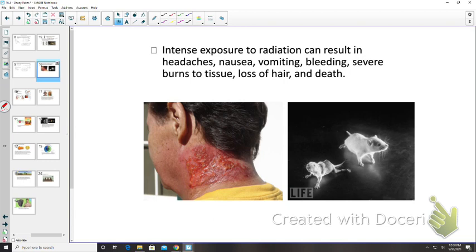Intense exposure to radiation can result in headaches, nausea, vomiting, bleeding, severe burns to tissue, loss of hair, and death. Okay, so this gentleman here looks like he has gotten some serious sunburn, right? That kind of gives me the shivers just looking at it.